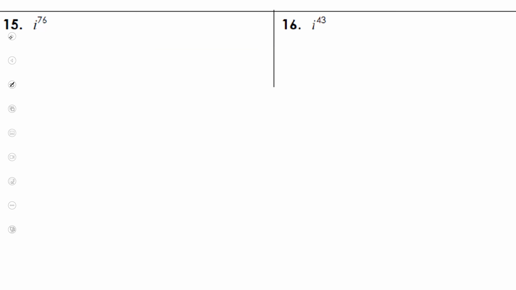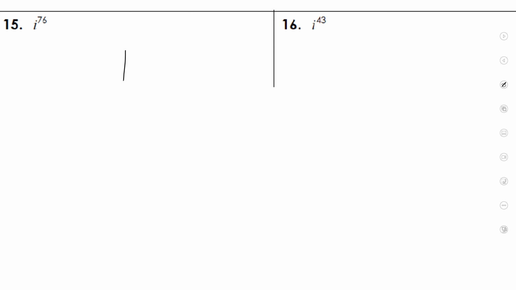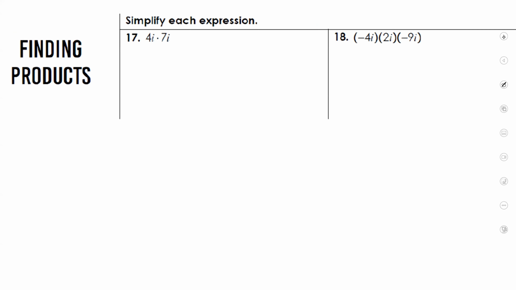All right, do you guys think y'all can do these 2 examples? Okay, so I'm gonna pause here and let you guys do those 2. So guys, the answer for this one was 1, and this one was -I. All right, let's go ahead and move on.